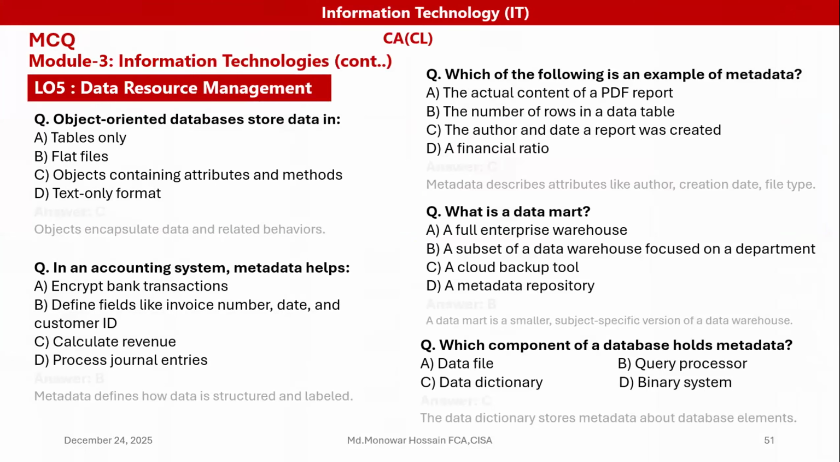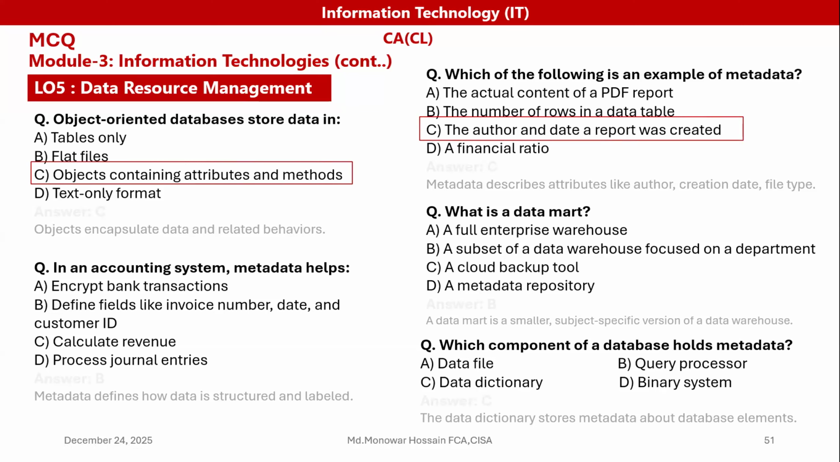So now, within our database and data resource management, here are a few objective questions. Object-oriented databases store data in objects containing attributes and methods, because an object encapsulates data together with the related behavior. Which of the following is an example of metadata? An example of metadata is the author and date a report was created.